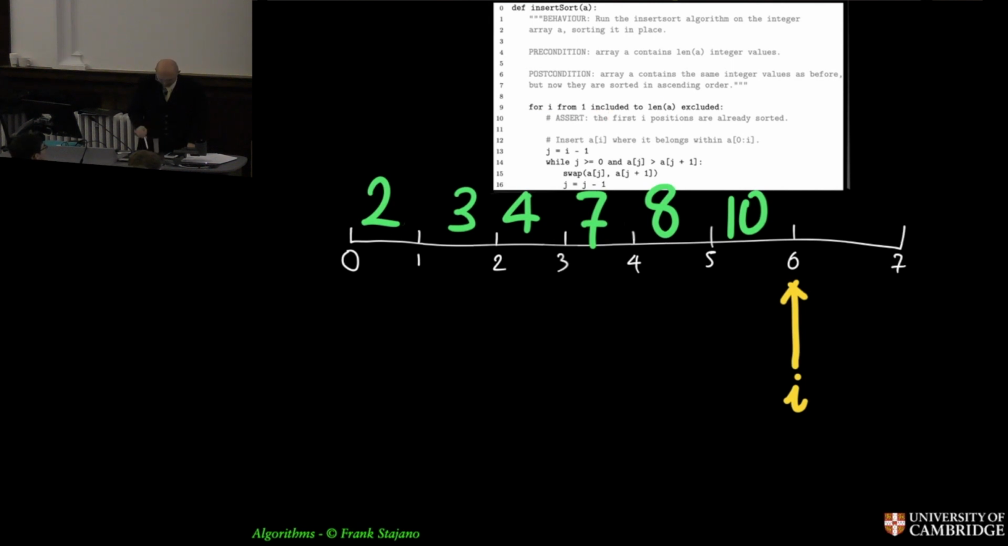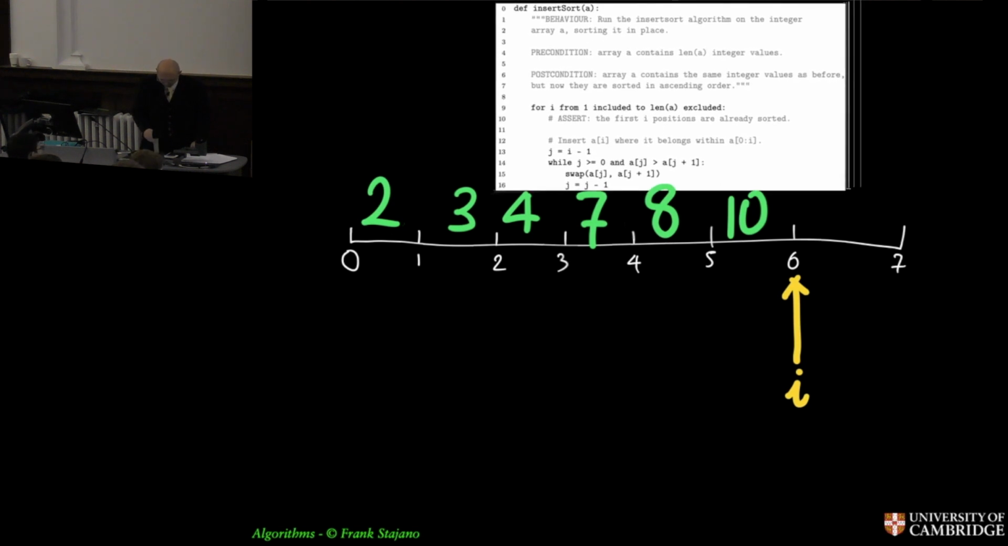So my I, there's no point starting here. I start here because when I have one item, it's already sorted, so might as well. Going all the way to length of A excluded, this one. And I say the first I positions are already sorted. This is an assertion.